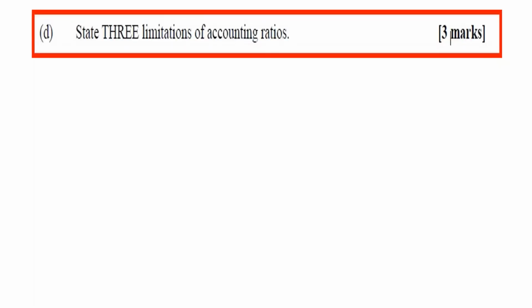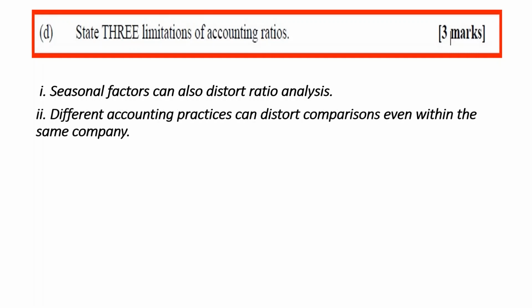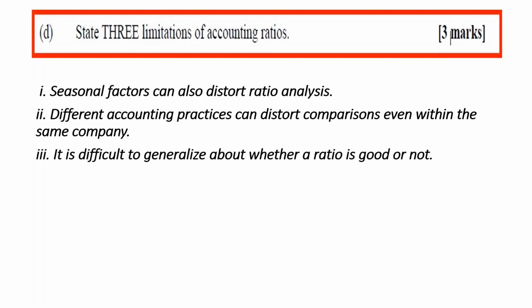Three limitations of accounting ratios. One, seasonal factors can also distort ratio analysis. Two, different accounting practices can distort comparisons even within the same company. Three, it is difficult to generalize about whether a ratio is good or not.